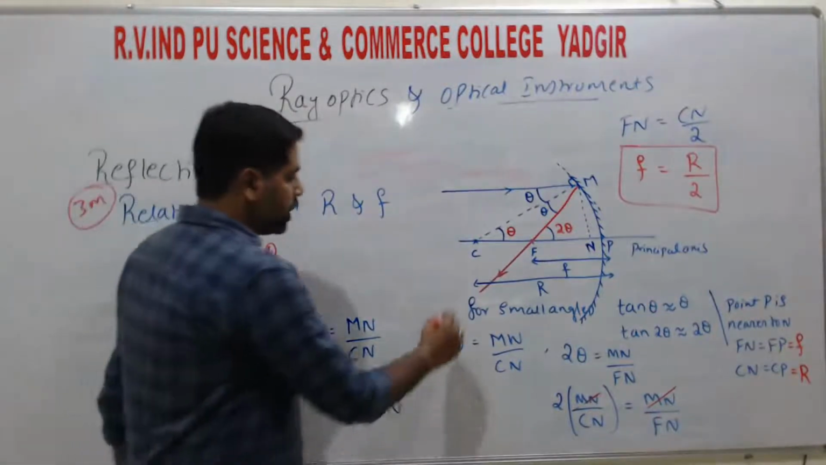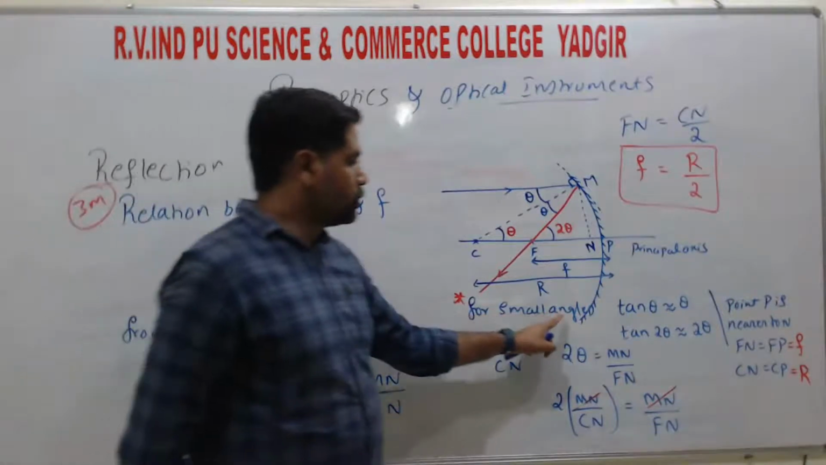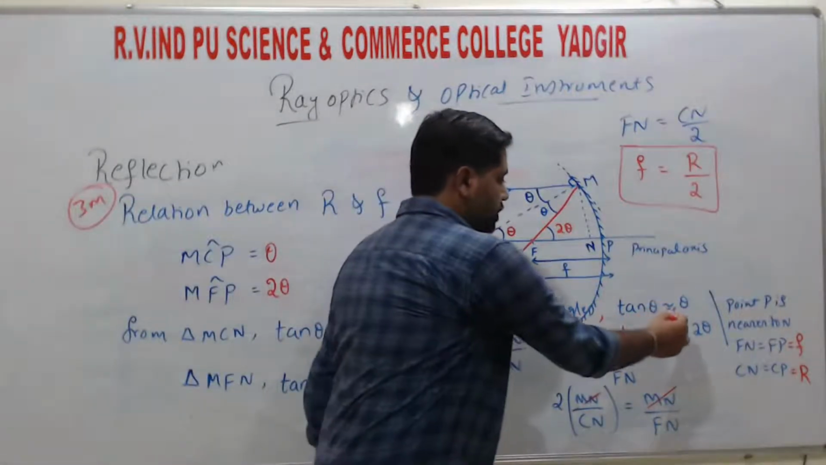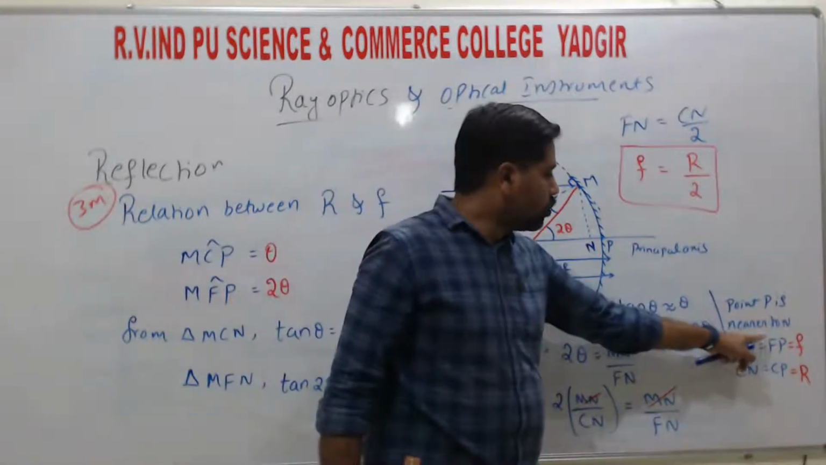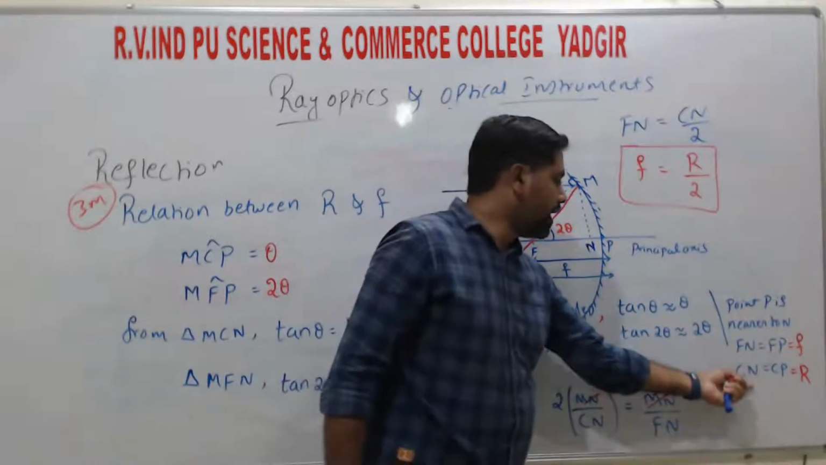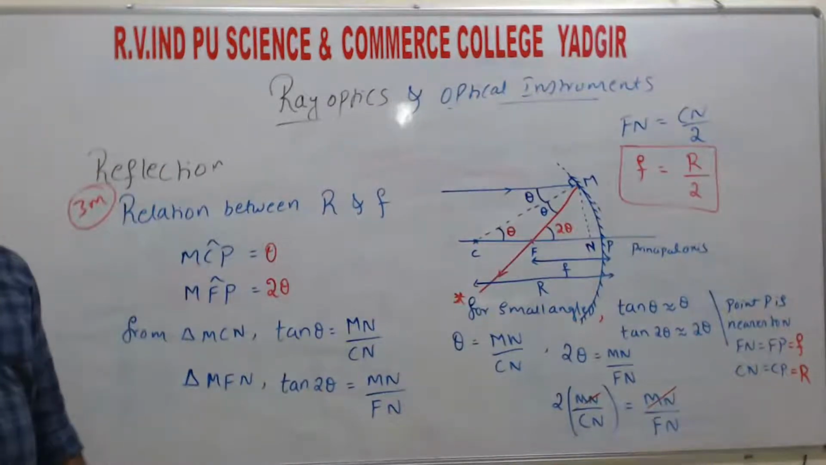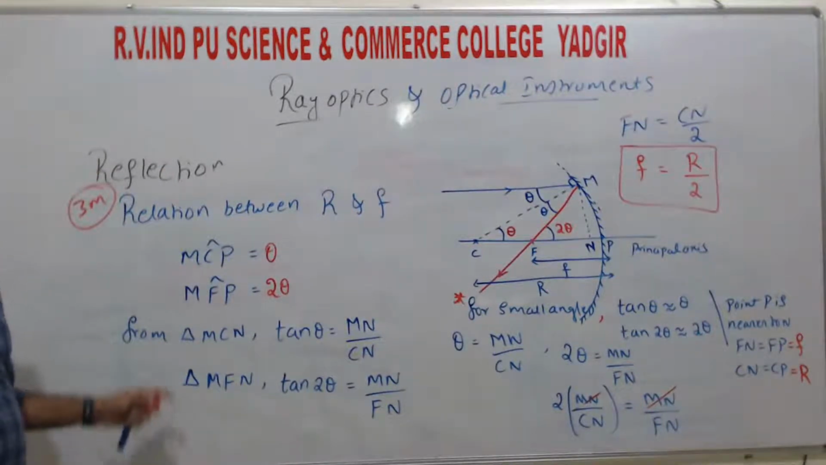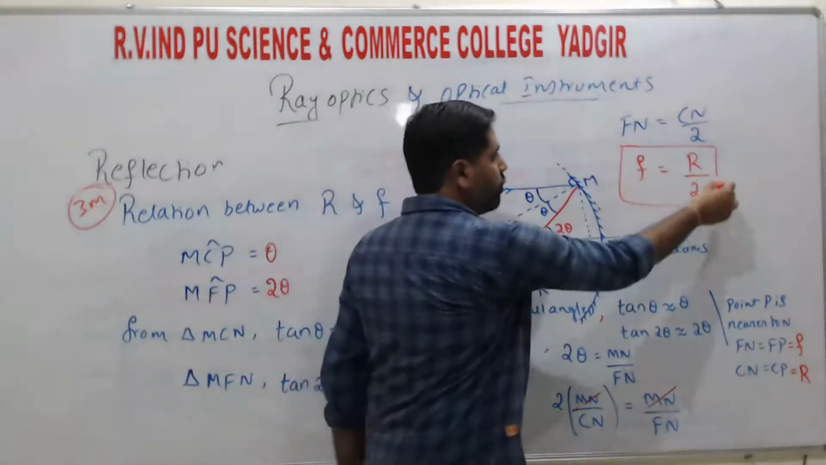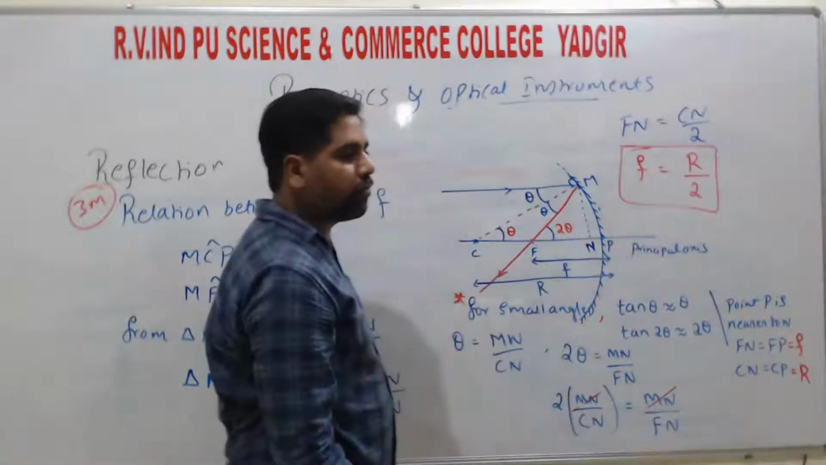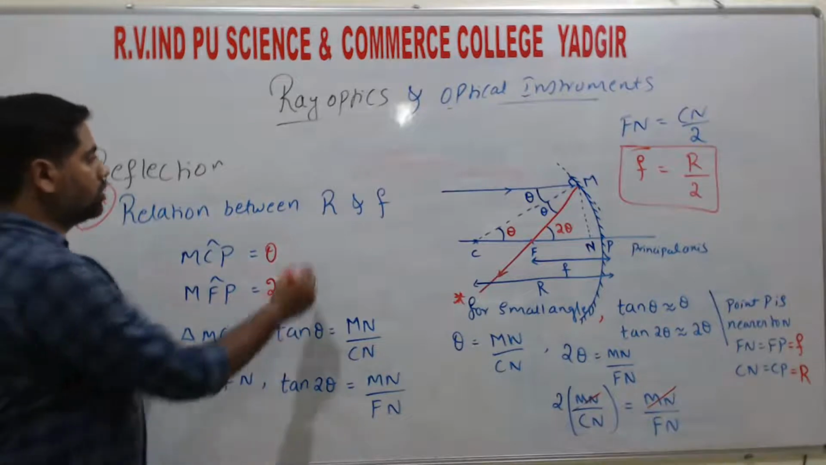Next, the important point is this: considering small angles, we write these two conditions, tan theta and tan 2 theta, and the point P is nearer to point N, then we can write these two. Then we substitute, and we get the equation F is equal to R by 2. Right? So this one is for 3 marks. They ask this one for 1 mark also, only for this relation, where F is the focal length and R is the radius of curvature.